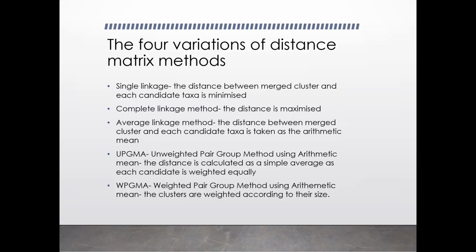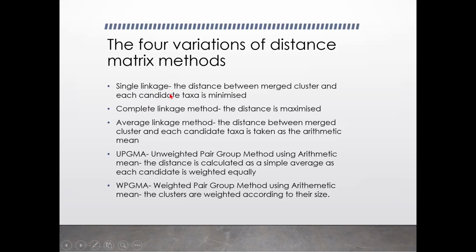There are 4 variations of this distance matrix method available. What are those 4 different variations? Single linkage method, complete linkage method, average linkage method, and in the average linkage method you have 2 different variations, UPGMA and WPGMA. So let's see one by one how these methods are different.